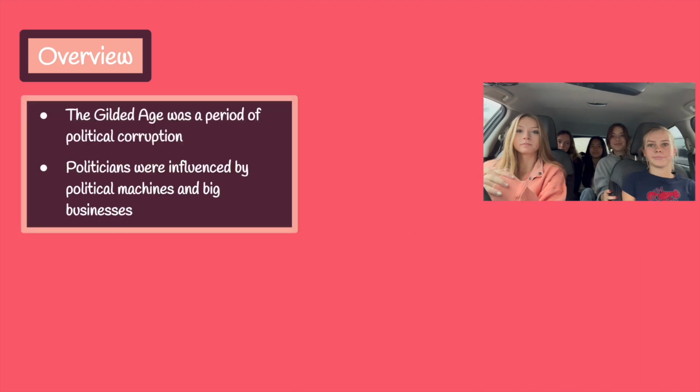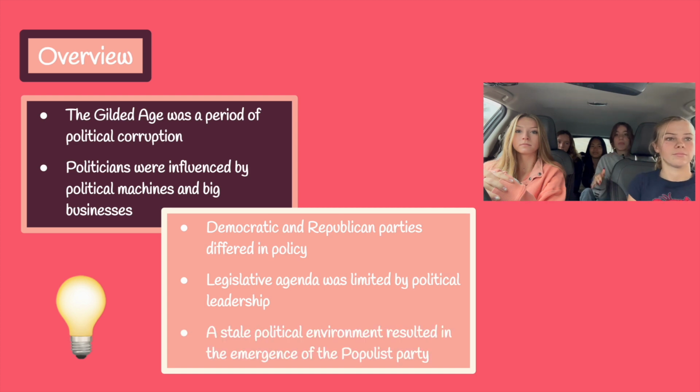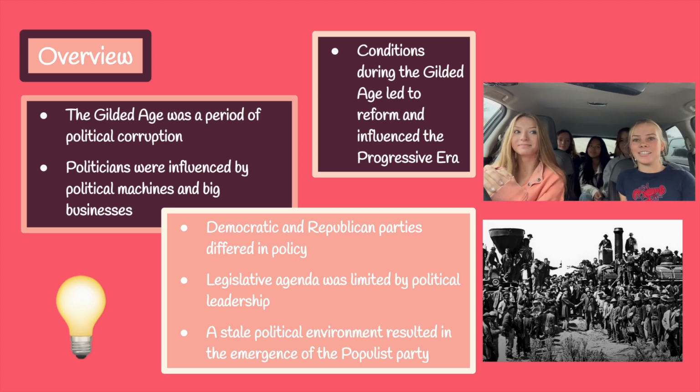Overview. The Gilded Age was a period of political corruption. Politicians were influenced by political machines and big businesses, which had all the power. Democratic and Republican parties differed in policy. Legislative agenda was limited by political leadership. A stale political environment resulted in the emergence of the Populist Party. Conditions during the Gilded Age led to reform and influenced the Progressive Era.